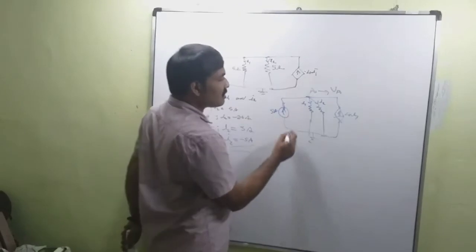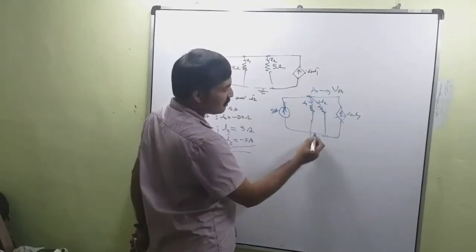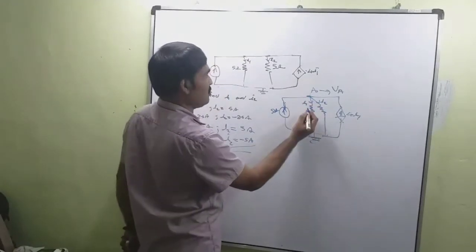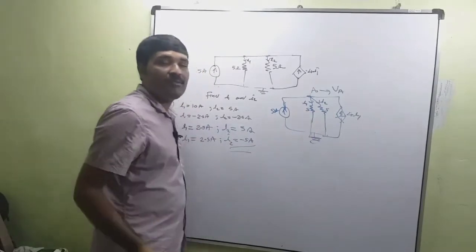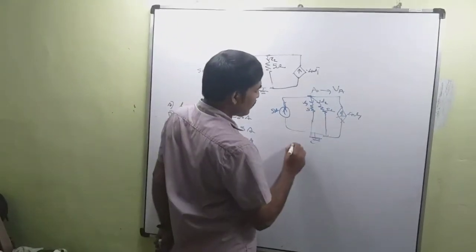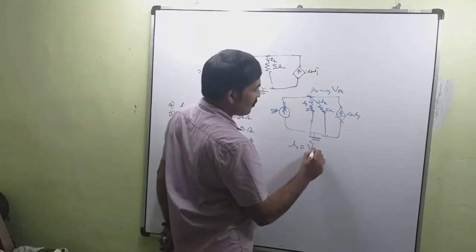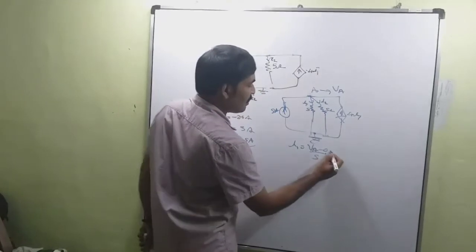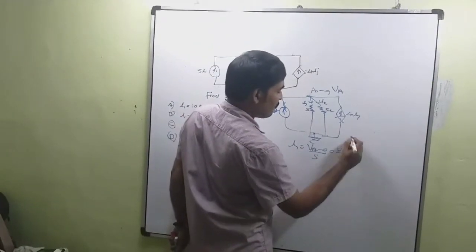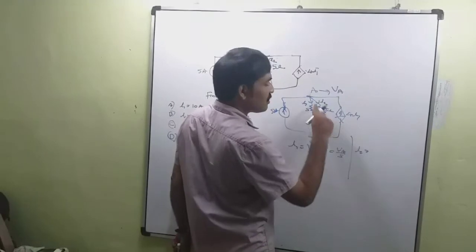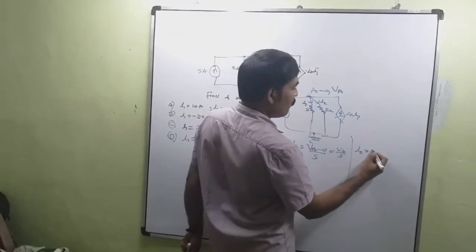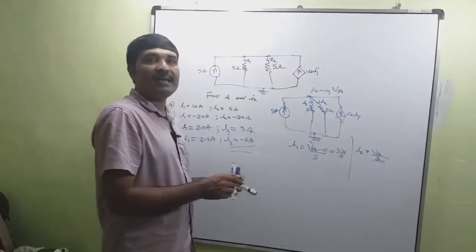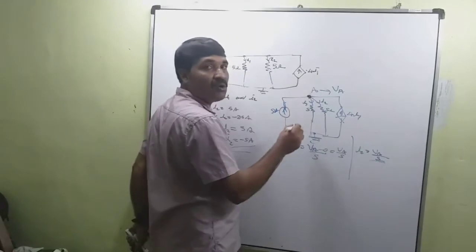Then I1 is the current through this branch. This is a zero potential. So I1 is equal to this potential divided by this resistance. The value of the resistance is 5 ohm. Now I1 is equal to VA minus 0, this is a zero potential, divided by 5. That is equal to VA by 5 and I2 is equal to, these are parallel branches, VA divided by 5.